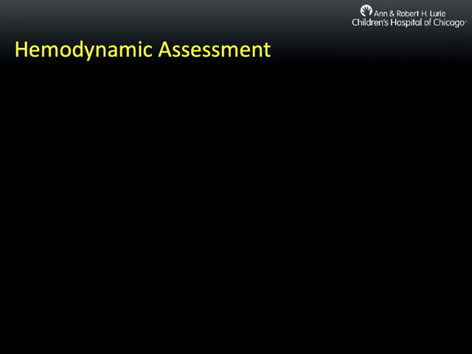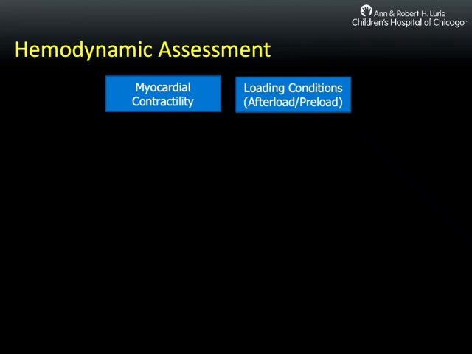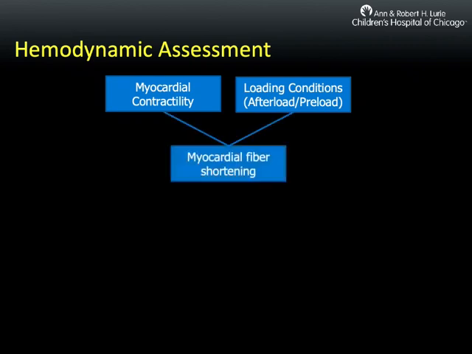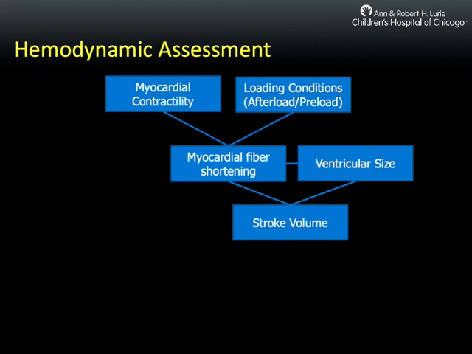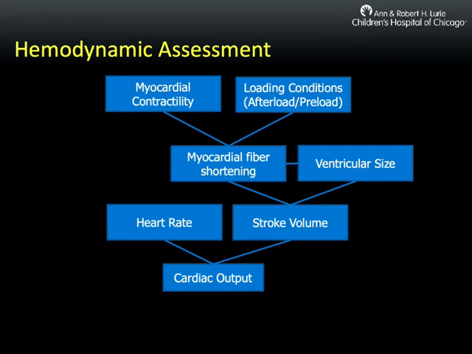So before we begin going over ventricular functional assessment, I do want to point out why hemodynamic assessments can be so helpful, particularly using echocardiography. So we know that the determinants of cardiac output rely on myocardial contractility as well as loading conditions of the heart, such as preload and afterload. And this directly is related and can be seen with myocardial fiber shortening, as well as in the big screen can affect ventricular size. And both of these can affect the overall stroke volume. And when we look at the product of stroke volume and heart rate, that really gives us cardiac output.